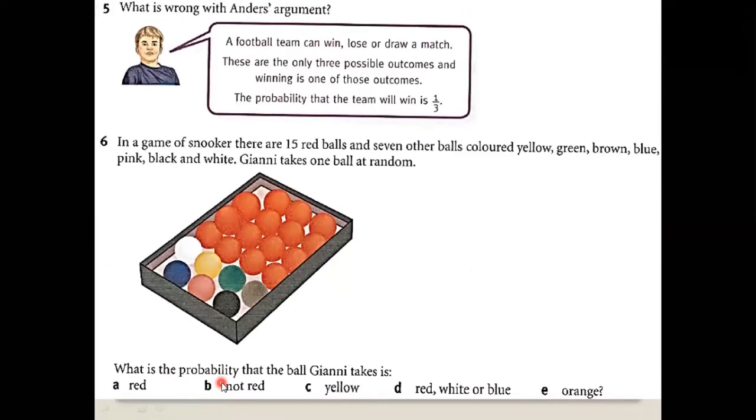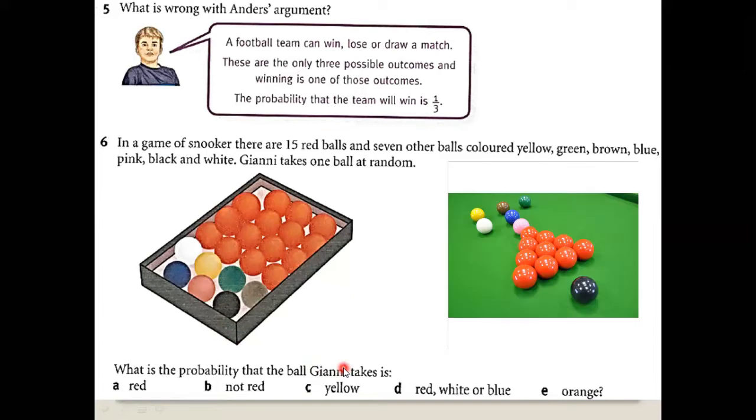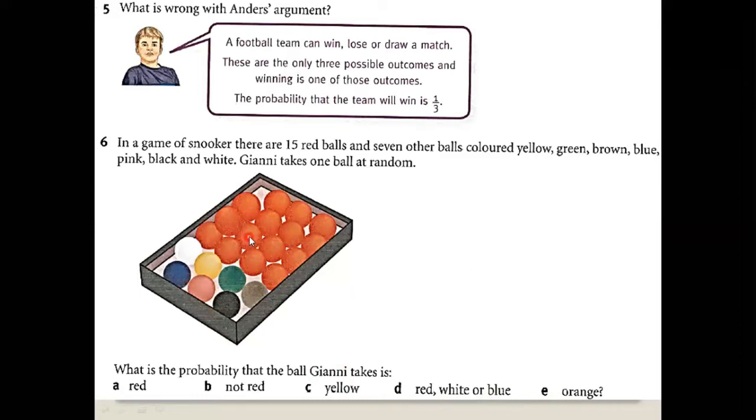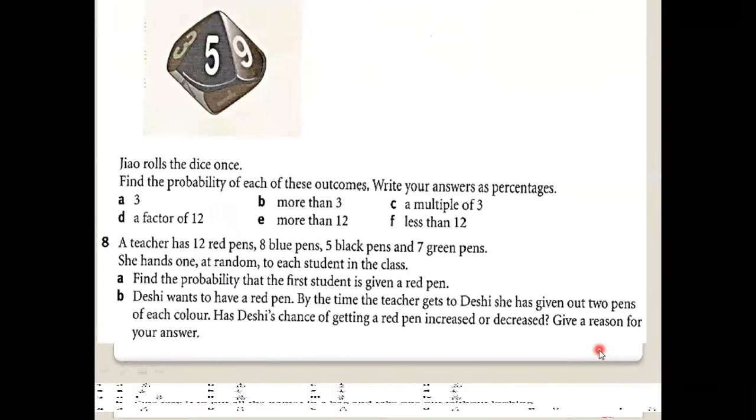What is the probability that the remaining are not red? So that is 7. So we say 7 by 22. Yellow, only 1 by 22, and red, white, and blue means 15, 16, 17, so 17 by 22. As it is the same, orange is 0. So we move to question number 8.